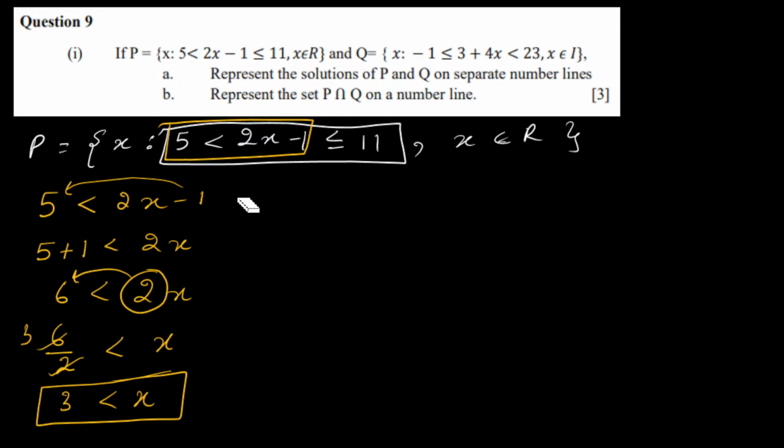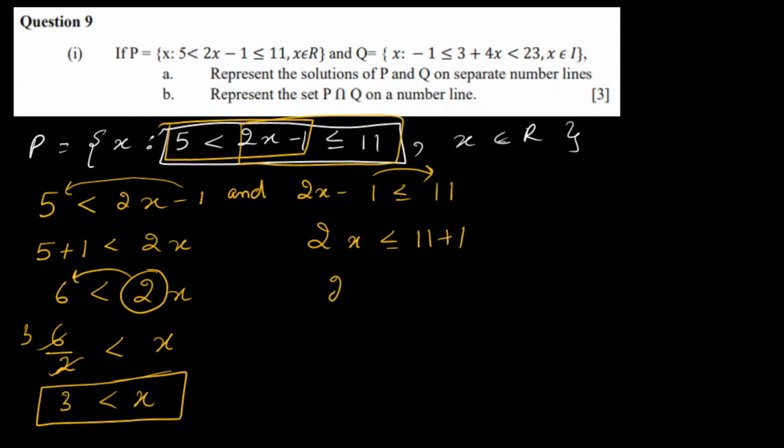Now the second part we have to find. So here we can write and. The second is the other inequality. So this is 2x minus 1 is less than or equal to 11. Minus 1 when I shift to the other side it will become plus 1. 2x is less than or equal to 11 plus 1. So 2x is less than or equal to 12. So x is less than or equal to 12 by 2. So x is less than or equal to 6.